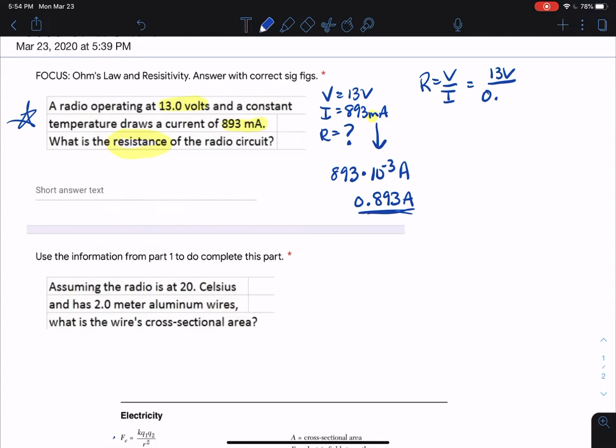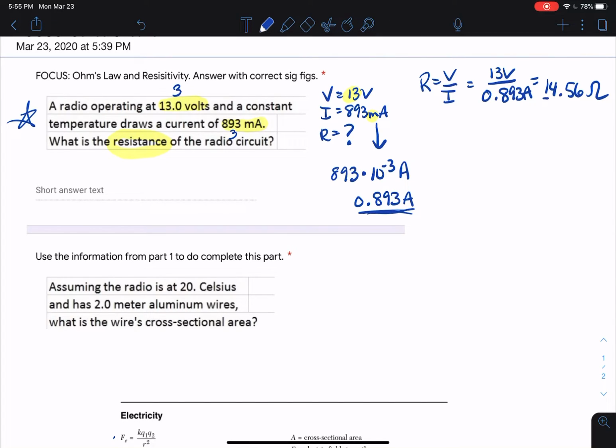So 13 volts divided by 0.893 amps. And then when I put that into the calculator, I get 14.56 ohms. Now it says to the correct level of sig figs. Well, in this one we have three. My bad, there's 3 sig figs in this one, and there are 3 sig figs in that one. So my final answer should also have 3.